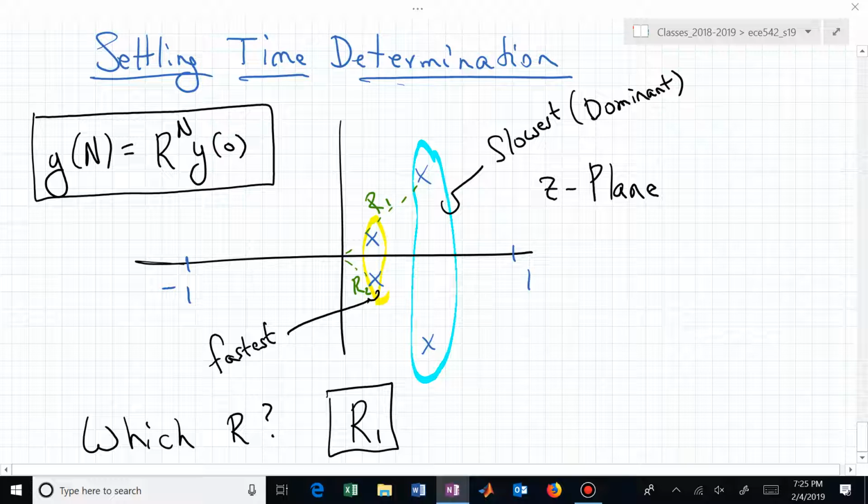So the slowest is actually the one furthest away from the origin, but still inside the unit circle. In order to be speaking of a settling time, you have to have a stable system. So your poles all have to be inside the unit circle. The one that dominates has the largest radius and is still inside the unit circle. In this case, R1 is, I'm saying I've drawn it hopefully, inside the unit circle, and that's going to be the one that dominates the response.